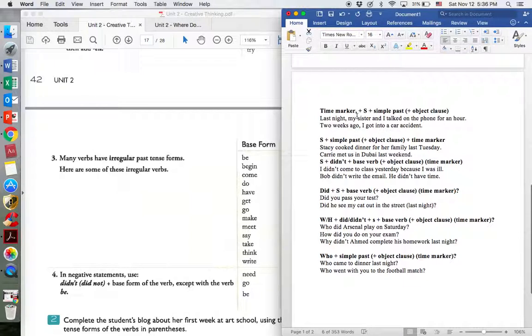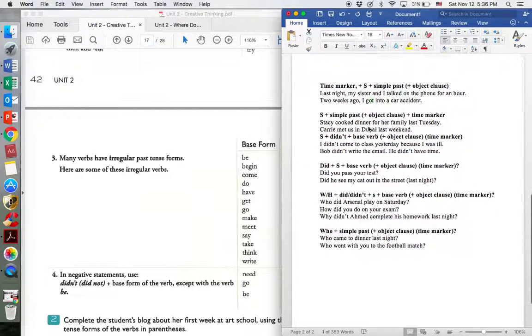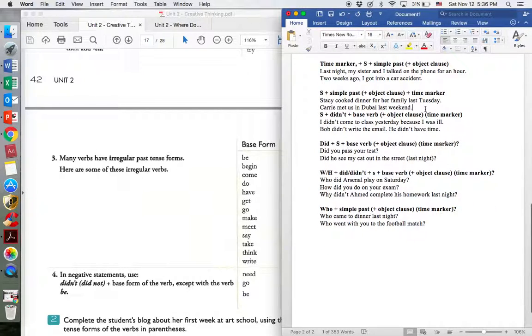So for example, last night my sister and I talked on the phone for an hour. Here's our time marker, last night. My sister and I, let's say subject, pronoun we, and then simple past, talked on the phone for an hour. Object clause. Two weeks ago, time marker, I got into a car accident. Got is our simple past, I is the subject.